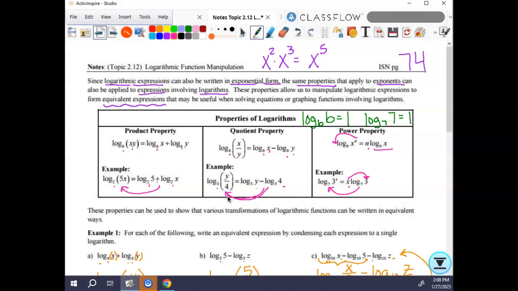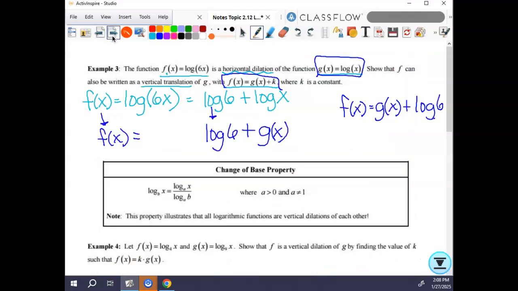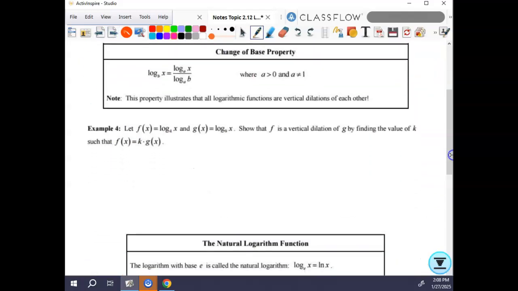I have 2 logs that get condensed to 1 log with division in it, all right? That is different than what we're about to do. 1 log with division, because of your change of base property, we have division, but it's log over log. You see how those are different? They're 2 completely different things, so we just want to make sure we have them separated in our brain.